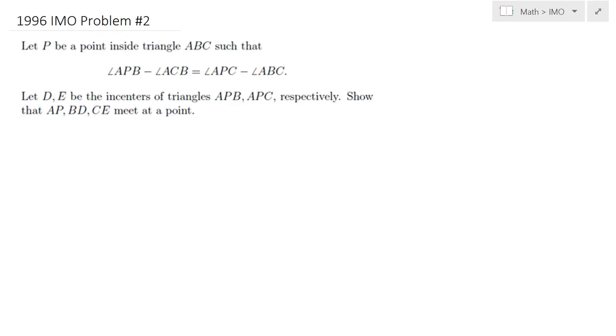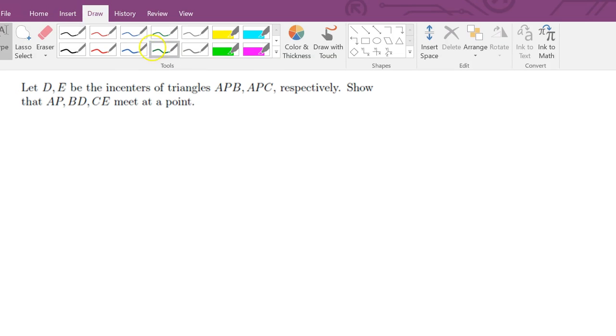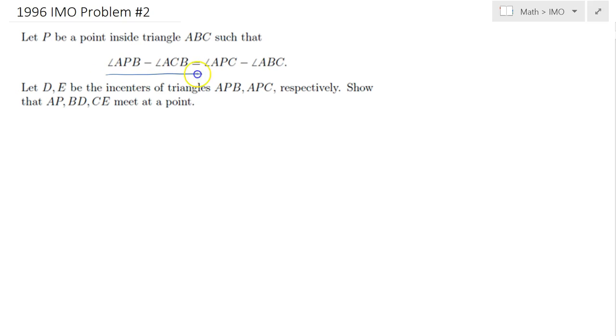Hello everybody, in this lecture we will be solving 1996 IMO problem number 2. Here's a view of this problem. In triangle ABC, we are given a point P which satisfies this condition. So let's have a sketch here.